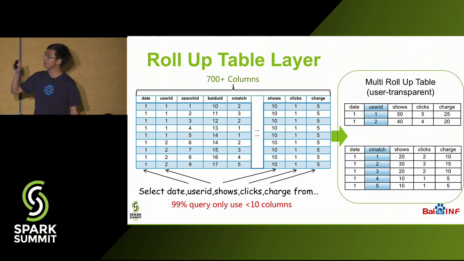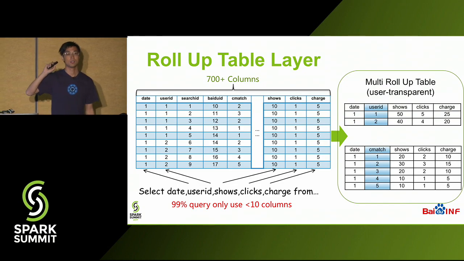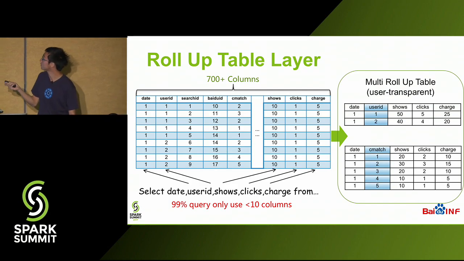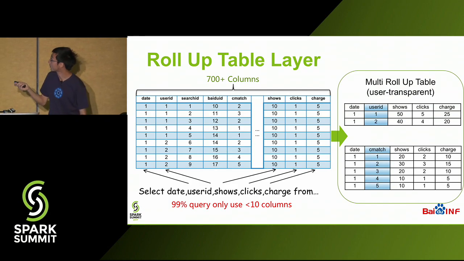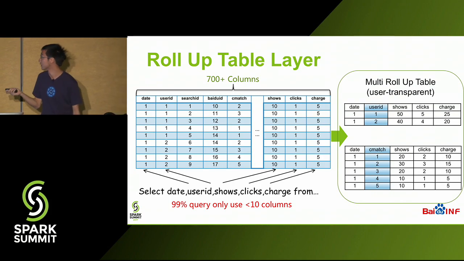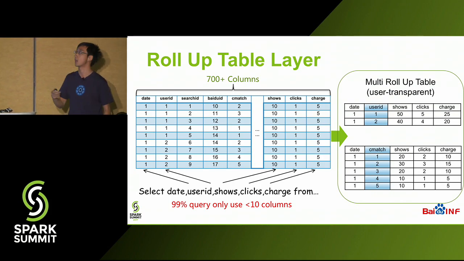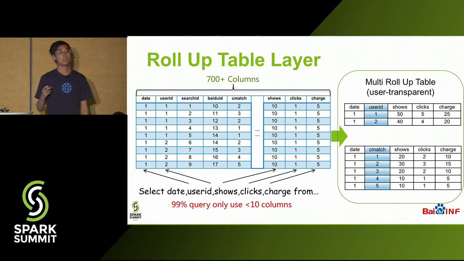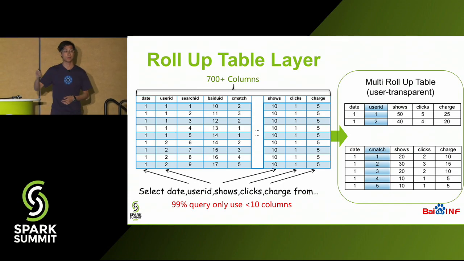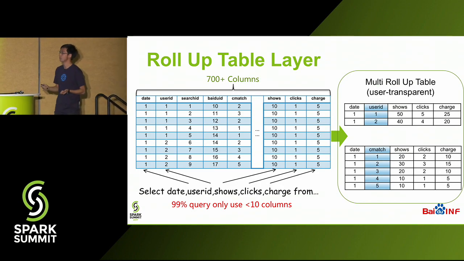So we solve this by building multiple roll-up tables based on the high-frequency columns. In this case, we built 2 roll-up tables. First roll-up by the user ID column, and the next by the Spinach column. All of these are user transparent. You just write the SQL as before, and we can transparently change your SQL and hit the roll-up table in the background. So in this way, we can solve the high-frequency queries in our scenario.